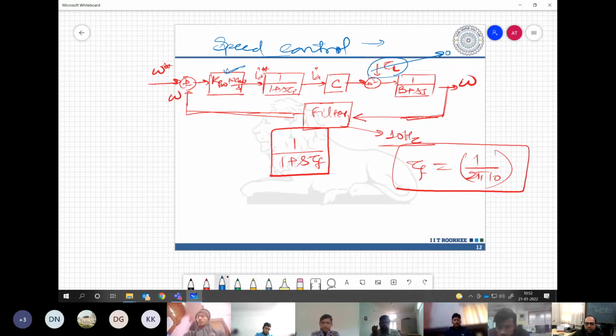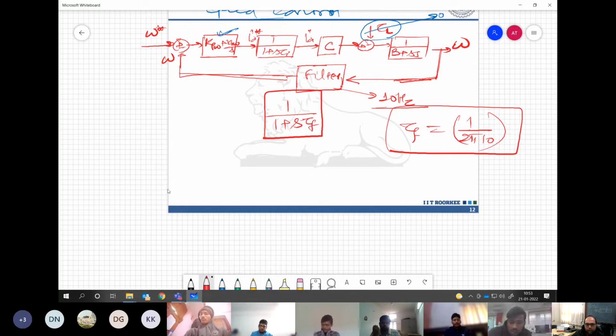There is no running away from that. We cannot avoid this. So whatever disturbance this will create, our controller will take care of that. So here we are not doing any feed forward compensation for this. Simply we are ignoring the disturbance.